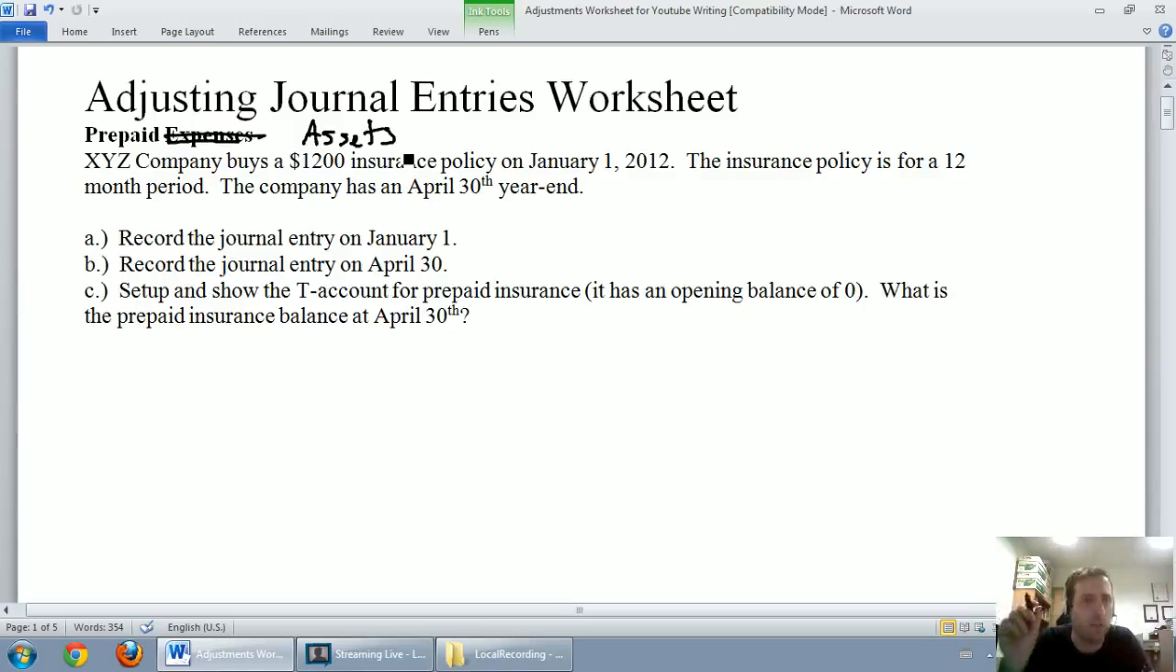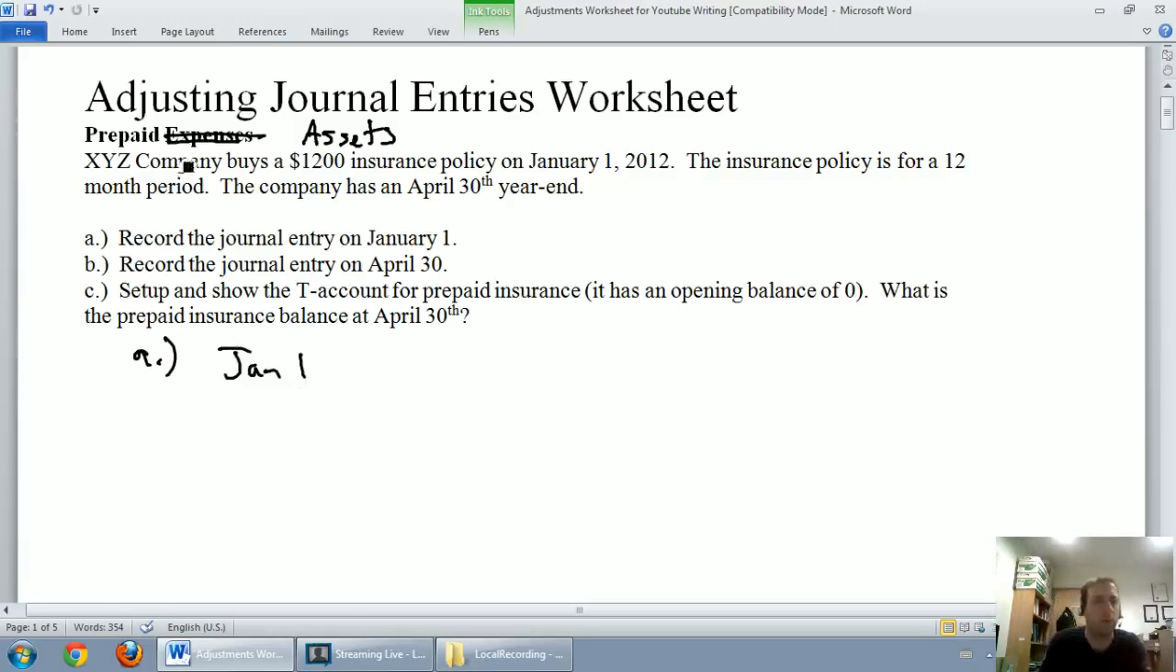XYZ company buys a $1,200 insurance policy on January 1st, 2012. The insurance policy is for a 12-month period. The company has an April 30th year-end and asks us to record the entry on January 1st, April 30th, and then give an updated account for prepaid insurance on April 30th. Okay, well, let's get started with January 1st.